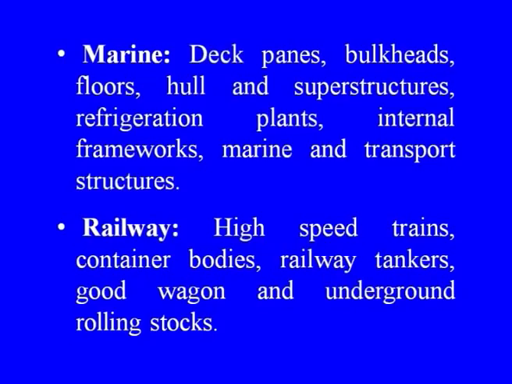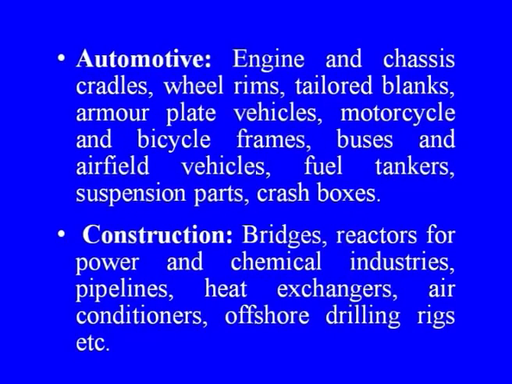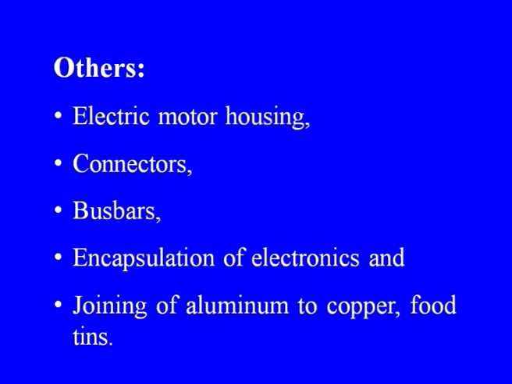In railway, FSW finds application in high speed trains, container bodies, railway tankers, goods wagons and underground rolling stocks, etc. Then in automotive industries, engine and chassis cradles, wheel rims, tailored blanks, armor plates, vehicles, motorcycles, bicycle frames, buses, airfield vehicles, fuel tankers, suspension parts, press boxes, etc. In construction industries, bridges, reactors for power and chemical industries, pipelines, heat exchangers, air conditioners, offshore drilling rigs, etc. Other applications include electric motor housing, connectors, bus bars, encapsulation of electronics and joining of aluminum to copper, food tins, etc.